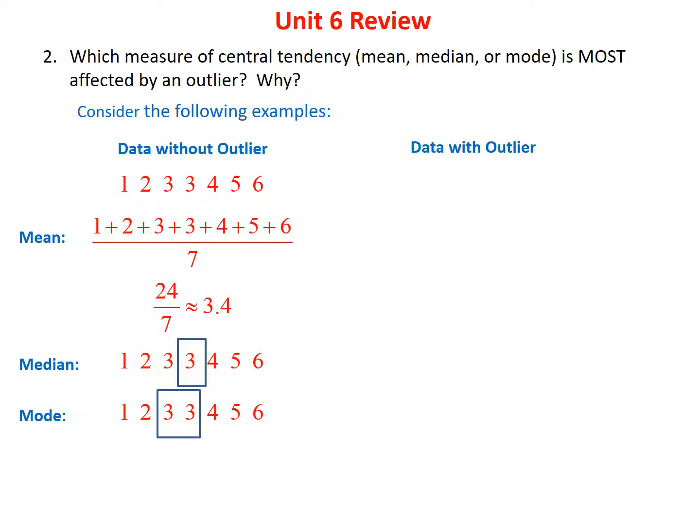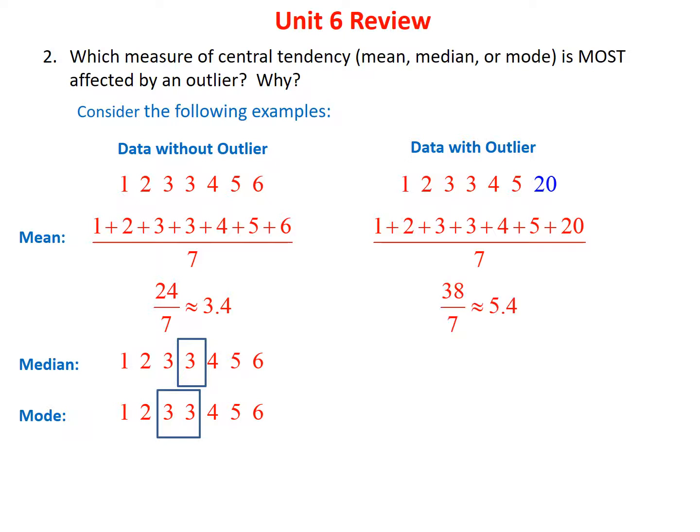So let's look at another example with an outlier. Notice I just took the same group but changed the 6 to a 20. And obviously the 20 is much larger than the other numbers, and that's an outlier. So if we do our mean, same calculation, 1 plus 2 plus 3 plus 3 plus 4 plus 5 plus 20 divided by 7, you notice now we have 38 divided by 7, or 5.4.